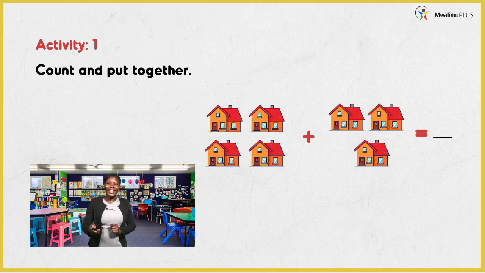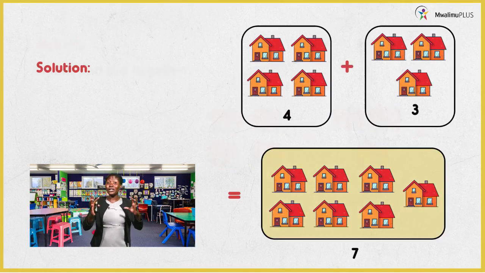Good. Now, we've seen that the first group has 4 houses. Then the second group, we have 3 houses. When we take the 4 houses and the 3 houses, put them together and count, we're going to have 7 houses. I hope that's what you got when you were writing down.